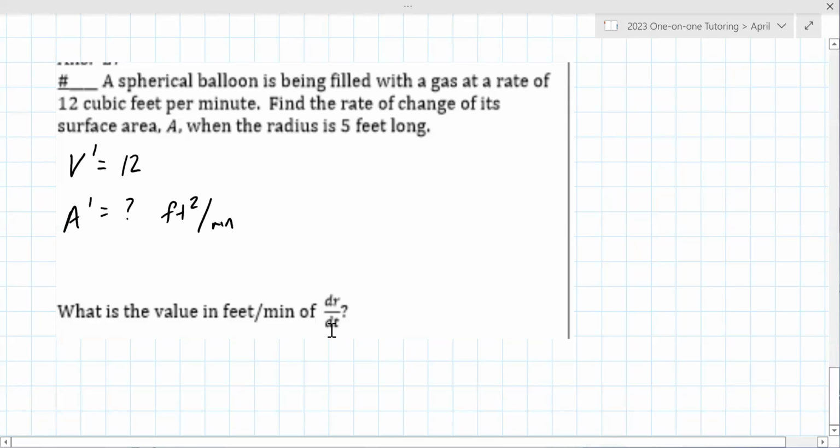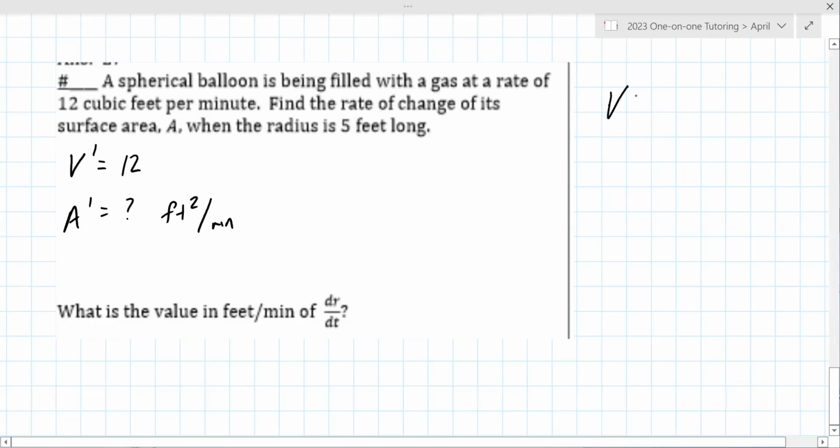dr dt is the change of the radius, which we can find. There's some sort of error here is what I'm trying to say. So we can find r prime. That's kind of an intermediate step here, but when it says find the rate of change of its surface area, I don't know what to do with that because that doesn't appear to be synced up with this.